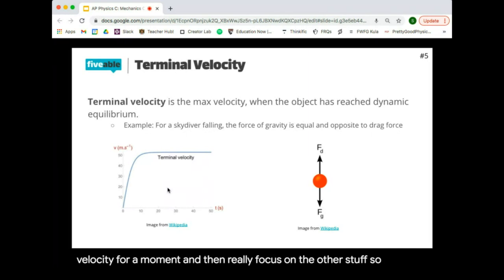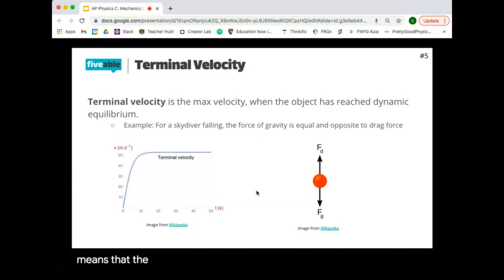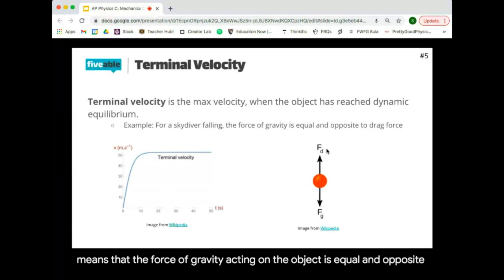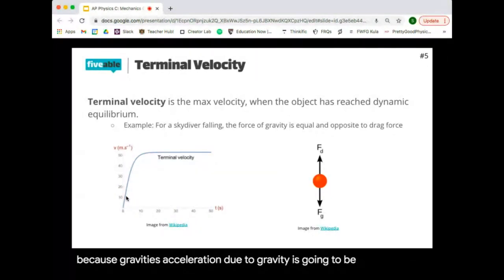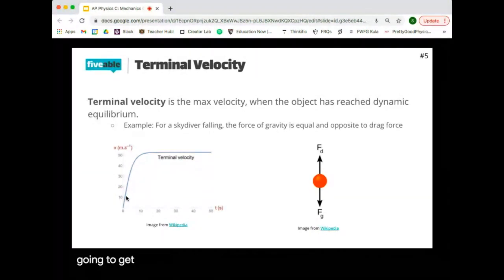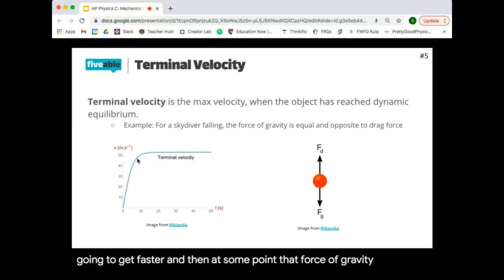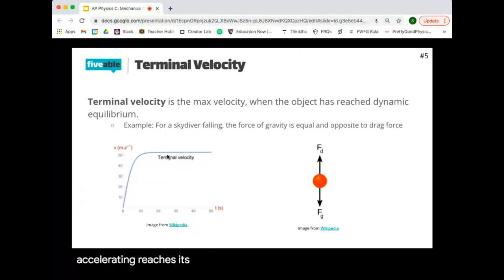So terminal velocity is a special name we give to the max velocity of an object that is falling when it has reached dynamic equilibrium, which just means that the force of gravity acting on the object is equal and opposite to the drag force. If we look at it in terms of a graph, the velocity is going to be increasing because the acceleration due to gravity is 9.8. That force of gravity is going to pull on it, and it's going to get faster. And then at some point, that force of gravity will balance out with the drag force. When that happens, the object stops accelerating, reaches its terminal velocity, and then that velocity becomes constant. And it looks like this on a free body diagram. Cool.